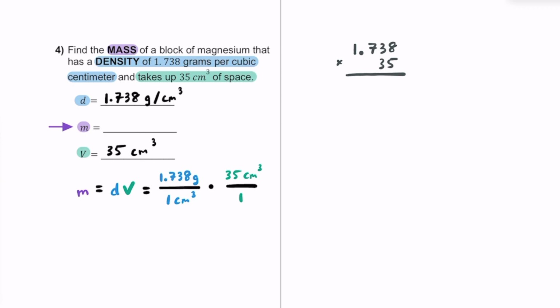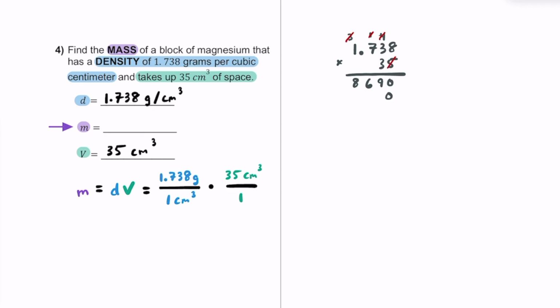8 times 5 is going to be 40. Let's put a 0, carry the 4. 5 times 3 is 15, plus the 4 is going to be 19, carry the 1. 5 times 7 is going to be 35, plus 1 is 36, carry the 3. And then 5 times 1 is 5, plus a 3 is going to be 8. Let's put a placeholder here, and then let's get rid of this 5, 4, 1, and 3.